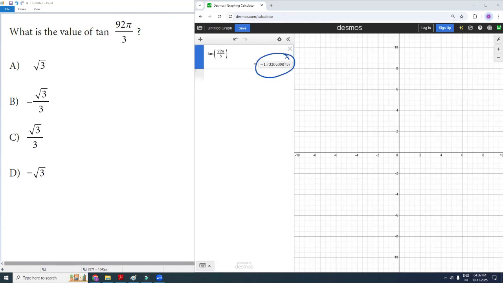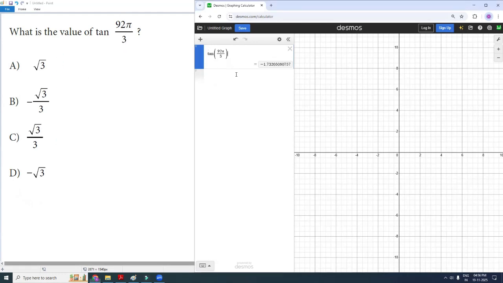That is negative 1.732. It keeps going. But in the given answer choices, I don't find this value. So the value of this one is given in terms of radical in the given answer choices. Okay, now what we can do is convert the values we have in the given answer choices into decimal form, so that we can compare the value we got for tangent 92 pi over 3 and the values in the given answer choices.